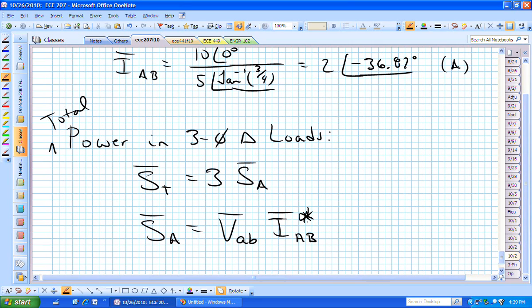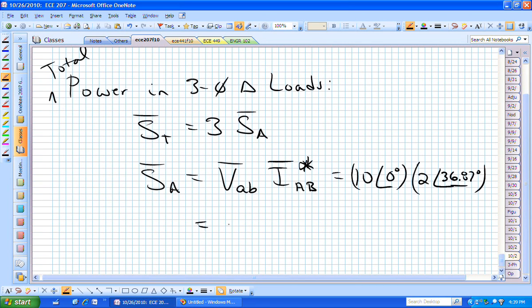Is that true? And V sub AB and I sub AB with a conjugate. Or this now in terms of a single phase is 20 at 36.87 degrees. And that's volt amperes. And I now know the apparent power and I know my power factor. Indirectly, I know my power factor. What is the power factor?